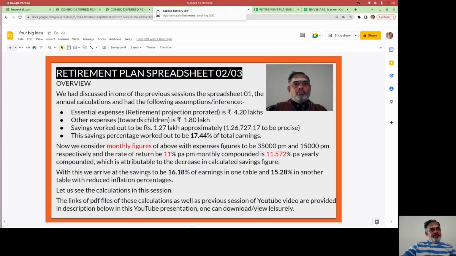With this, we arrive at a saving of 16.18% in one table and 15.28% in another table with reduced inflation percentage. Let us see the calculations in this session.